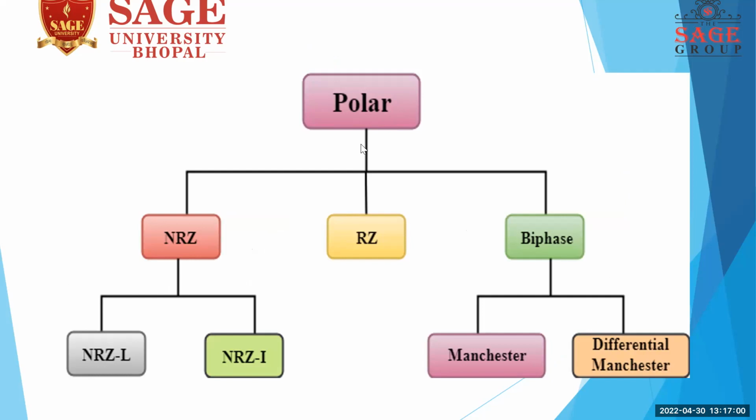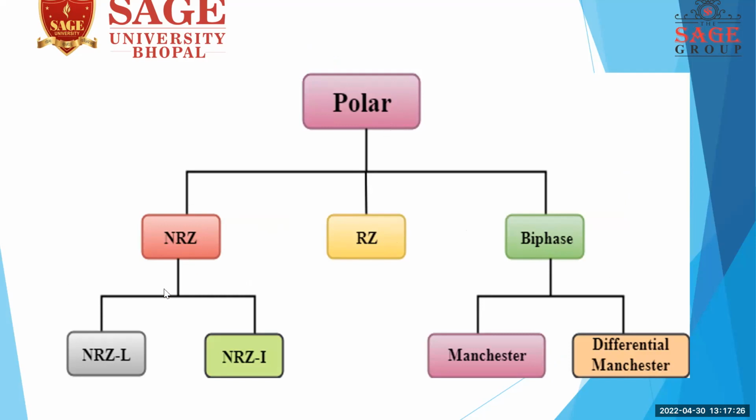And the polar techniques are divided into three parts. First is NRZ, second is RZ, third is biphase. What is NRZ? It stands for non-return to zero. RZ stands for return to zero. And biphase is the part of Manchester and differential Manchester.